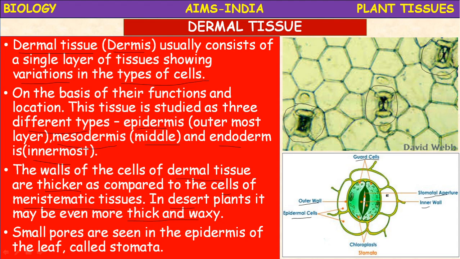When the air needs to enter inside and go outside, these guard cells will open. Okay, after that they will close. So it depends upon the availability and the requirement. These guard cells regulate the opening and closing of a stomata. Okay, let us proceed.